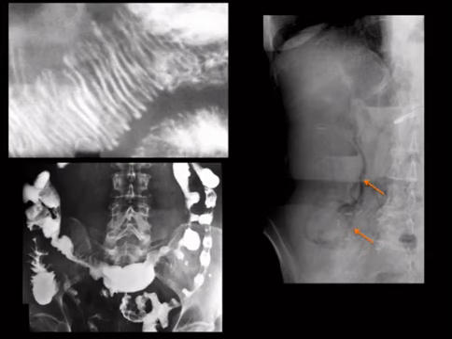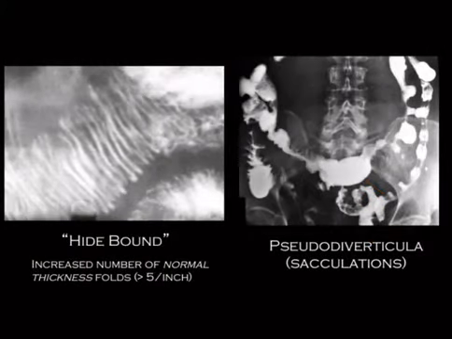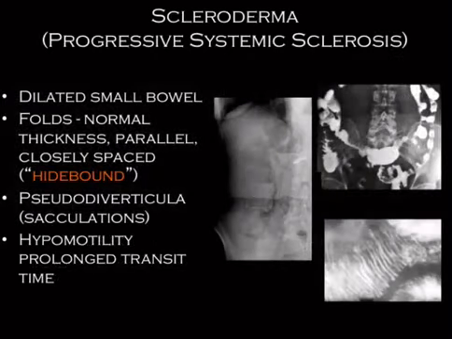And then we've got the hide-bound appearance, which is an increase in the number of normal thickness folds. So the thickness is still normal, but there's more of them. Like a stack of coins is another buzzword. Lots of little folds, and this is an ant mini for scleroderma. If you were going to remember only one of these three pictures, I would remember the hide-bound, too many folds. Normal thickness, but too many folds.